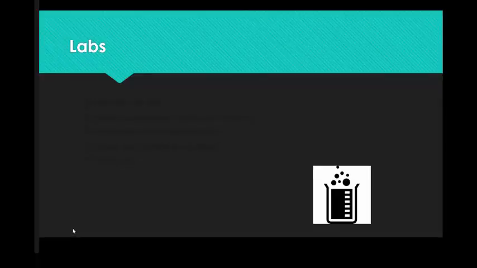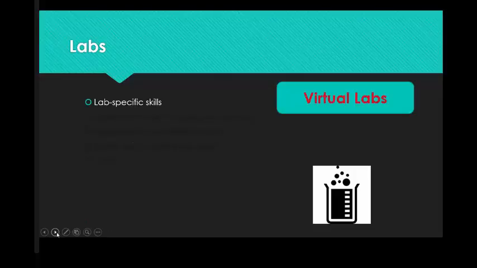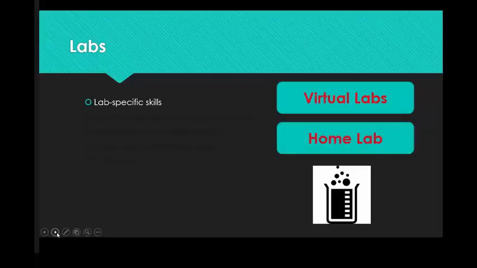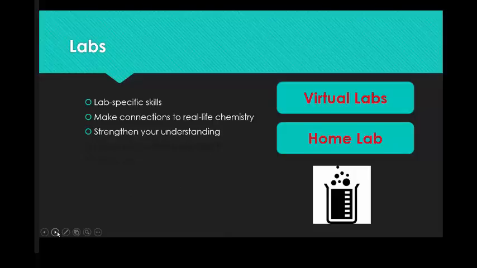Labs are a big part of this course. Labs are an important part of science and are necessary to build lab-specific skills. This course contains virtual labs as well as one home lab. The virtual interactive labs help you to make connections between the course material and real-life chemistry. The labs are designed to strengthen your understanding of the important topics in the course. They're also designed to help guide you through writing a full lab report.